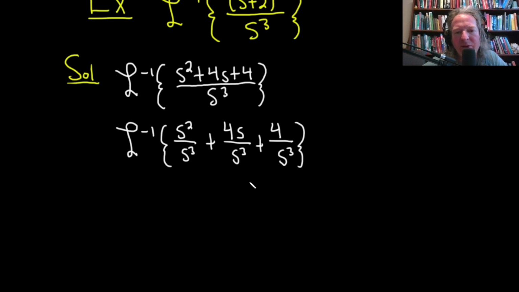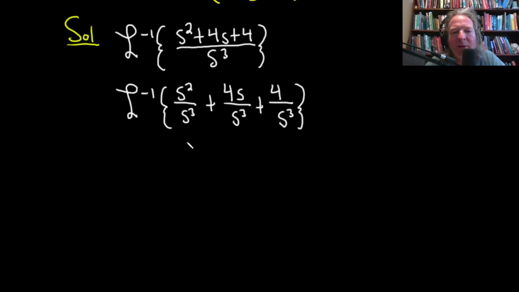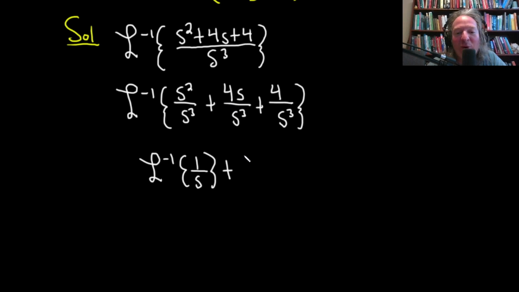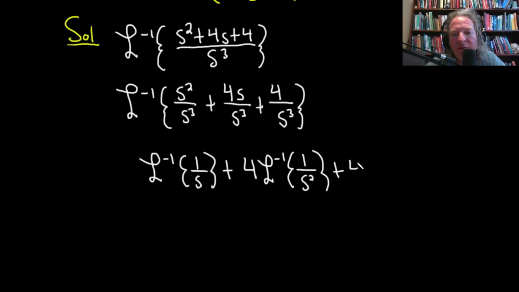All right. So now we can clean it up. And again, we can break it up into 3 inverse Laplace transforms. And since it's linear, we can also pull out constants. So let's see, s squared over s cubed, that's going to give us the inverse Laplace of 1 over s, plus 4 inverse Laplace, s over s cubed is 1 over s squared, then plus 4 inverse Laplace 1 over s cubed.